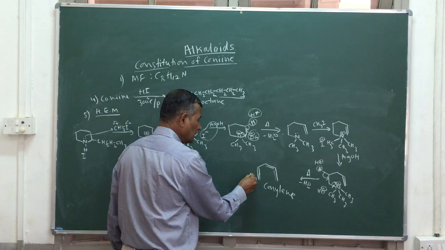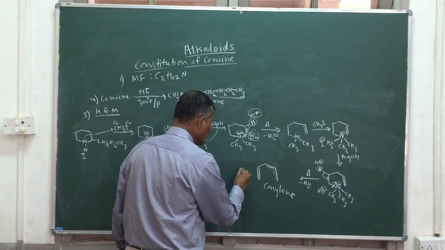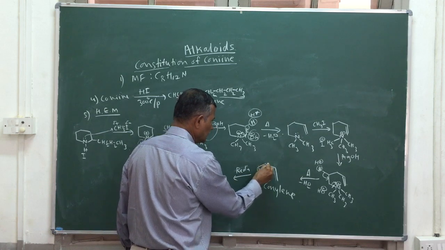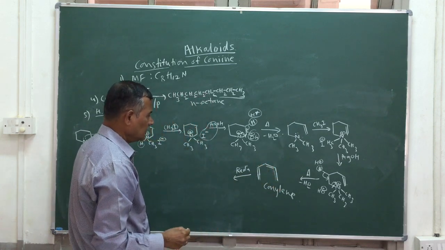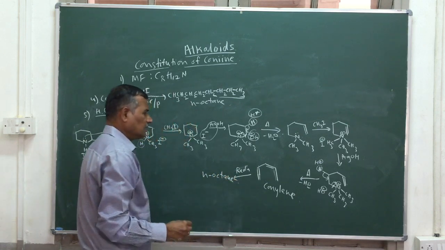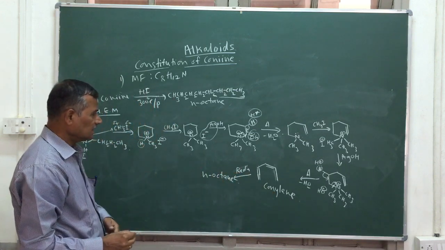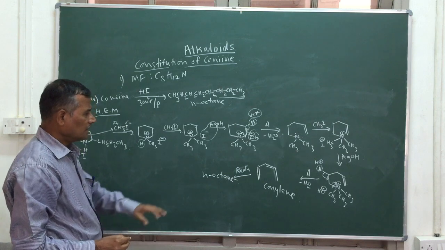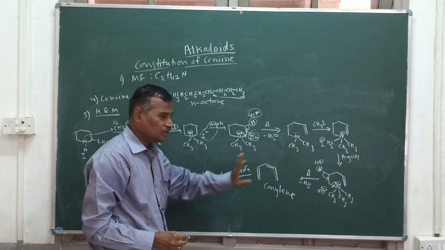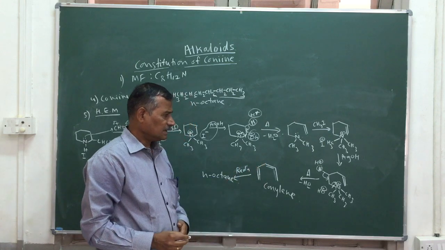This conylene, further you subject it to reduction. If you reduce this, so what we get: 1, 2, 3, 4, 5. You are going to get n-octane again. So the formation of this conylene indicates that the heterocyclic ring system should be like this. That means we confirm that the ring system is like this.